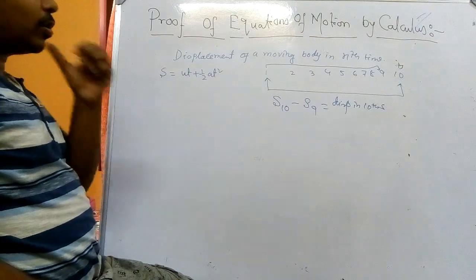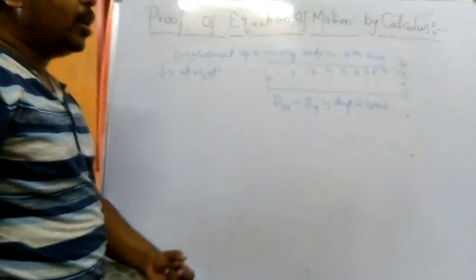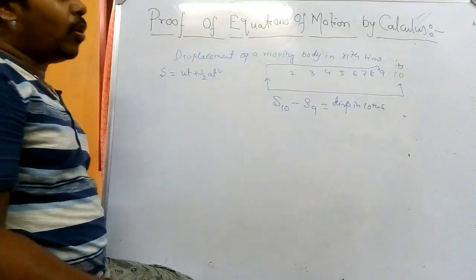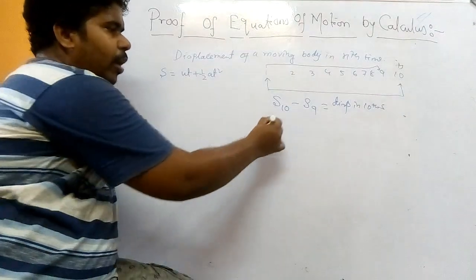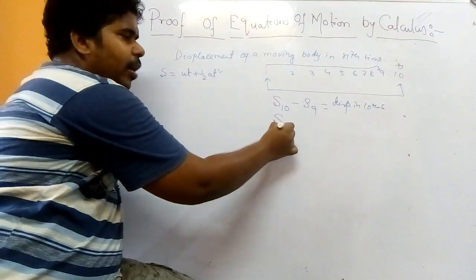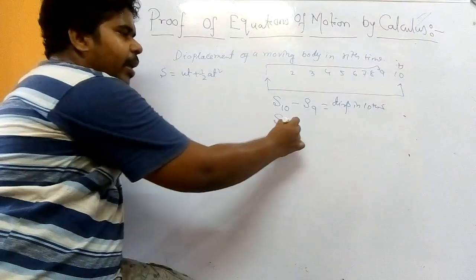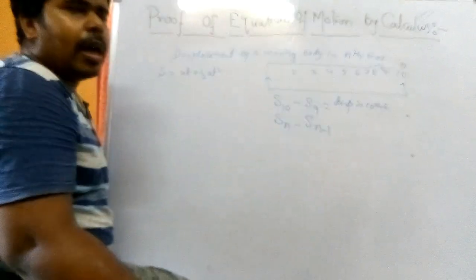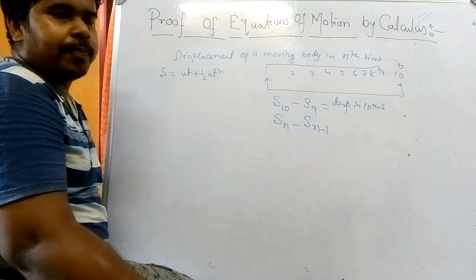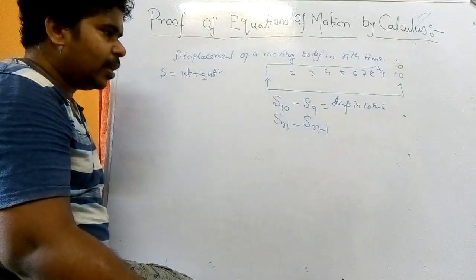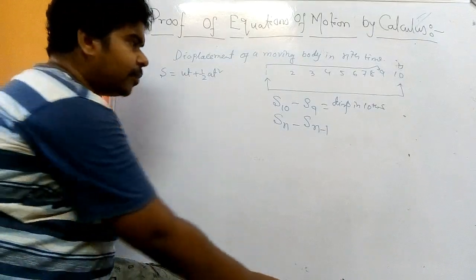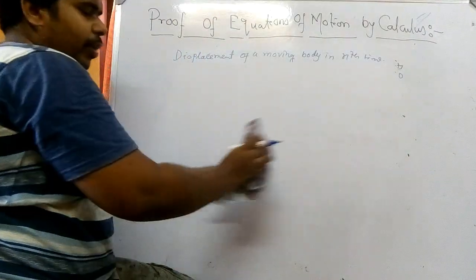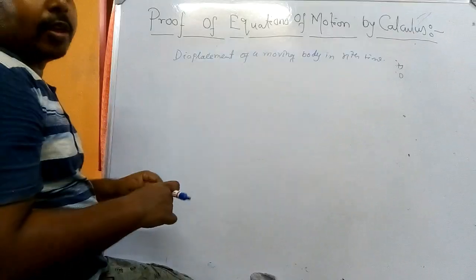So in this case also, if I want to find the displacement of a body in the nth time or nth second, we have to find how much displacement occurs in n seconds minus how much displacement occurred in n minus 1 seconds. If I subtract, I can find the equation. Okay, let's go for it and see how it comes. Clear? In a general way also we can do that. Hope you have done it earlier.